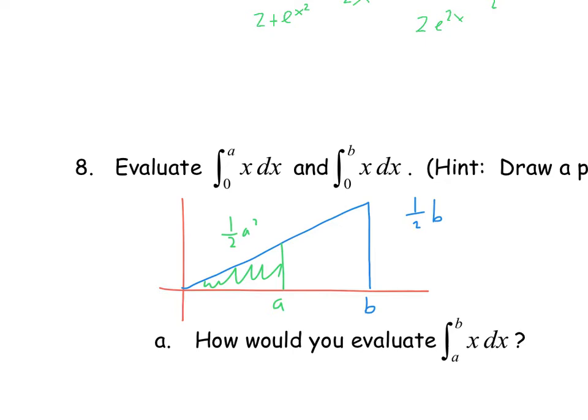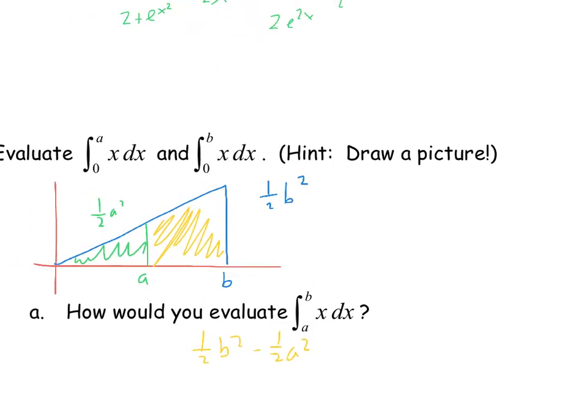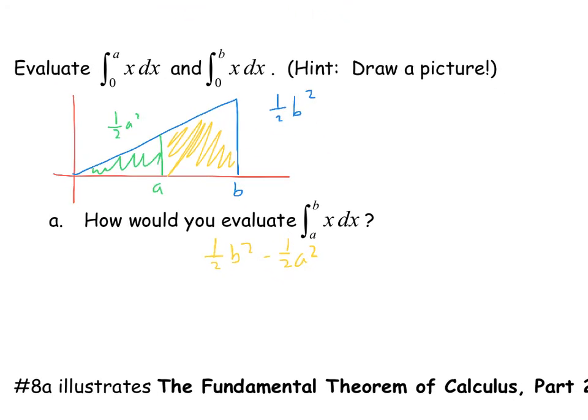And then the question is, how do you find the whole area, or sorry, not the whole area, but how do you find just from a to b? That's the question in part A. And as you can see, you could do the whole area minus the little area. So it's 1/2 b squared minus 1/2 a squared. And that's just illustrating why you're subtracting when you do the antiderivative. Because if we actually found the antiderivative, you should know at this point that it's x squared over 2. Evaluate it from a to b for this integral right here.